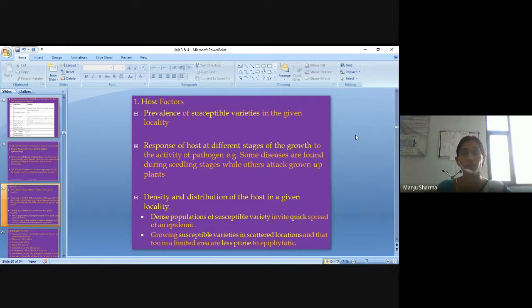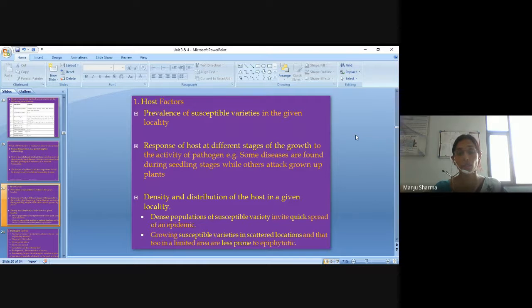After that, host factors. Host factors include the prevalence of susceptible varieties in the given locality and the response of the host at different stages of growth to the activity of the pathogen. For example, some diseases are found during the seedling stage while others attack grown up plants. There is also the density and distribution of the host in a given locality.